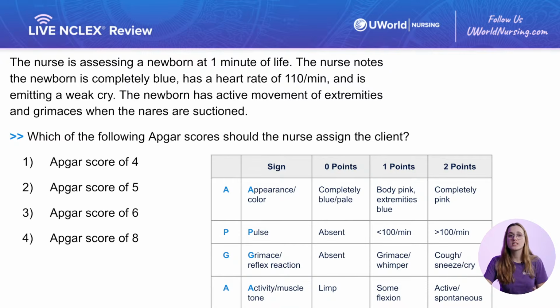So the correct answer on this one was the APGAR score is going to be 6. So that was option 3. So for appearance, they were completely blue, so they're going to get a 0 on that score. Then for the pulse, it was greater than 100, so they're going to get 2 points for that. And then for grimacing, they were grimacing when their nares were suctioned, so that's going to be 1 point. And then they have active movement of their extremities, which is 2 points. And then they don't have a strong cry, but they do have a weak one, so that is going to be 1 point. So we have 2 plus 1 plus 1 plus 2, and that equals 6. So their APGAR score is going to be 6.